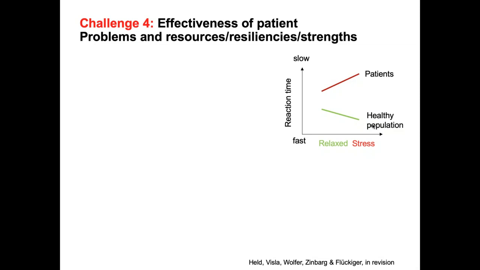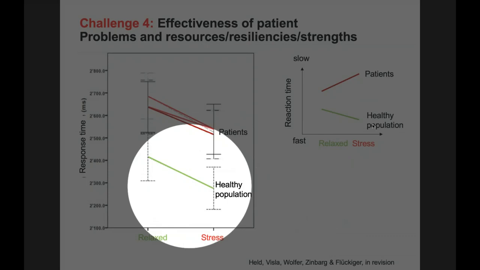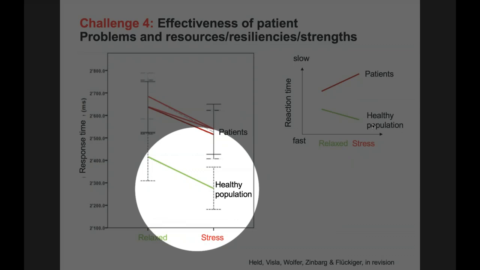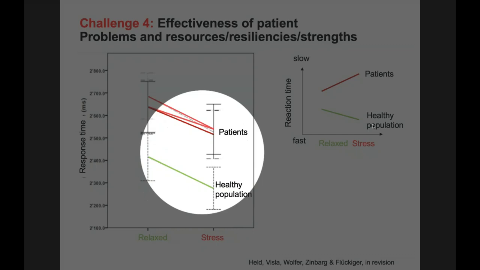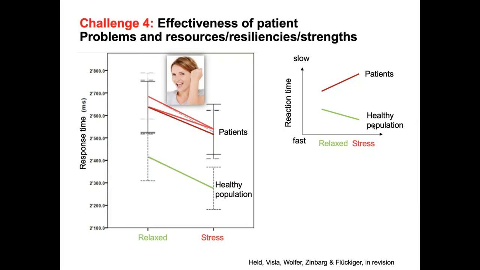To get to the results, what we can see here, interestingly, is yes, we have the hypothesis: the healthy population was faster in the second working memory round. But interestingly, also the patients were faster in the second round. And this was unexpected, and interestingly, it was also unexpected in the psychological theories. Maybe we had two problem-focused theories of the clients.